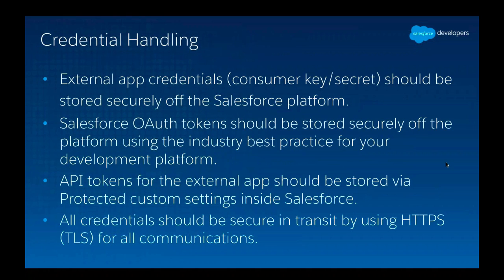So credential handling: the external app credentials, consumer key, and secret, which we saw in the application, should be stored securely. Swapnil is going to talk more about it in his part of the presentation. API tokens for external application should be stored via custom protected settings. I'm going to be talking a little bit about the transport security, which is the TLS for all the communications that your apps are going to go through.